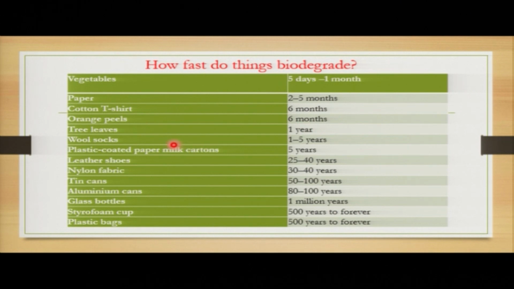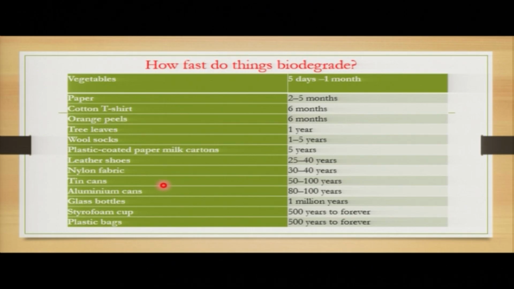Wool socks will take 1 to 5 years. Plastic coated paper, milk cartons, because most of the milk that we take is packed in cartons. That carton, when you have taken the milk, will take 5 years to decompose. Leather shoes will take 25 to 40 years, just imagine. Nylon fabrics will take 30 to 40 years.